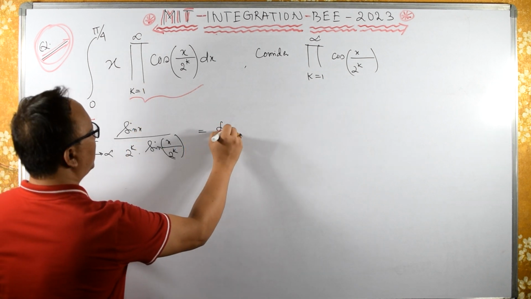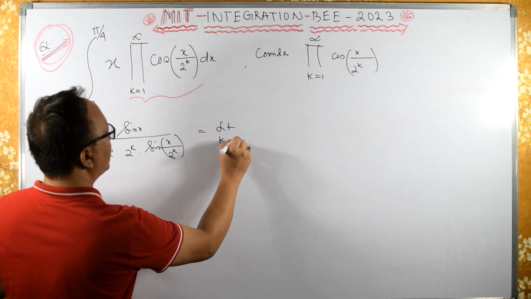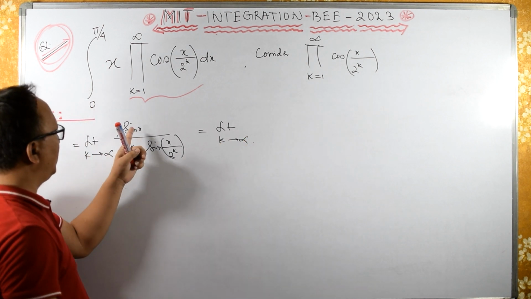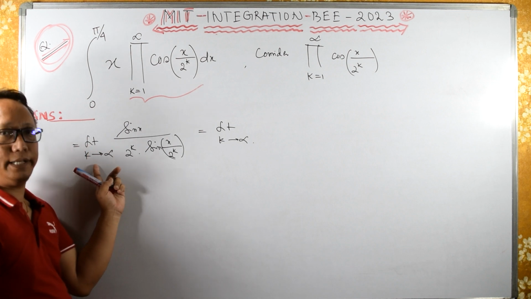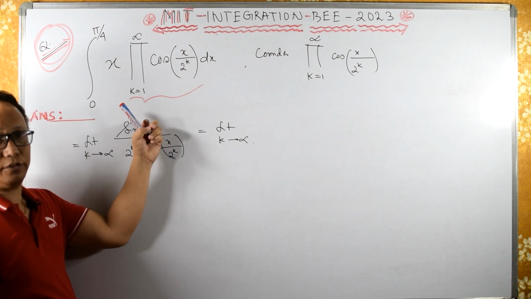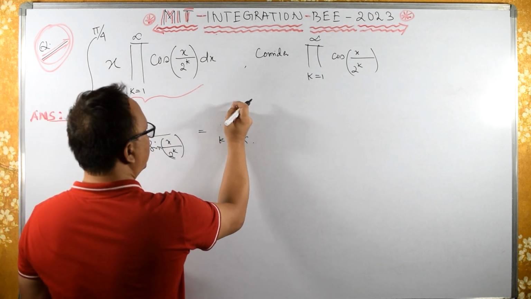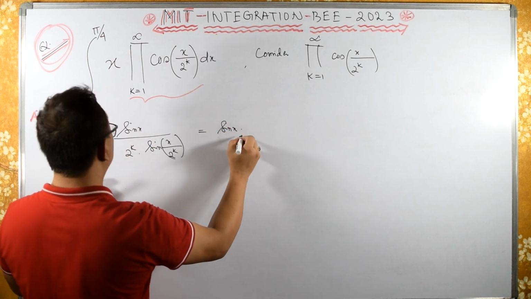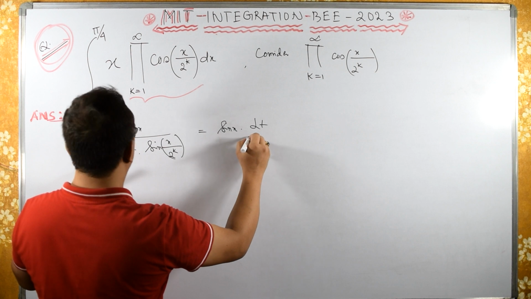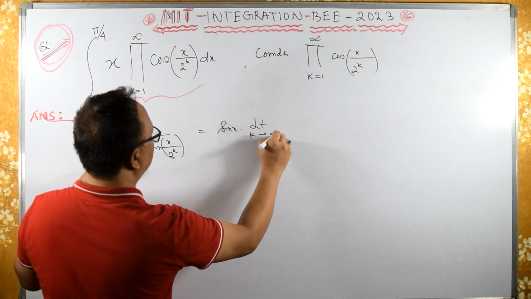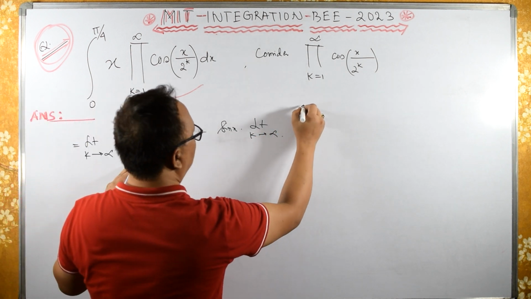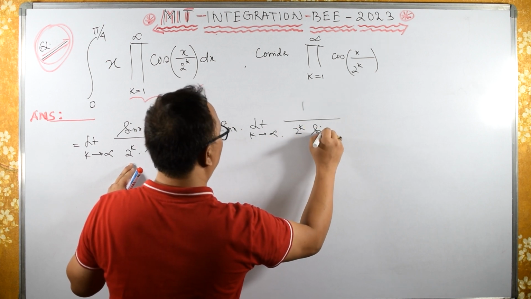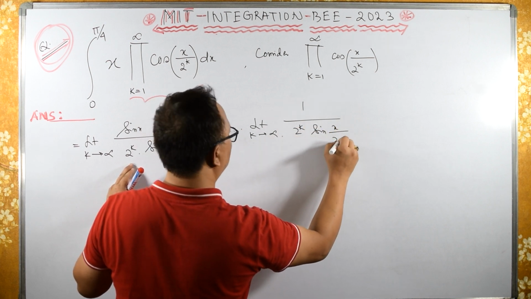It is equal to the limit of k tends to infinity. Now, when this limit is k tends to infinity, sin x becomes a constant. So I can take sine of x outside here: limit of k tends to infinity, 1 upon 2 raised to k, sine of x upon 2 raised to k.